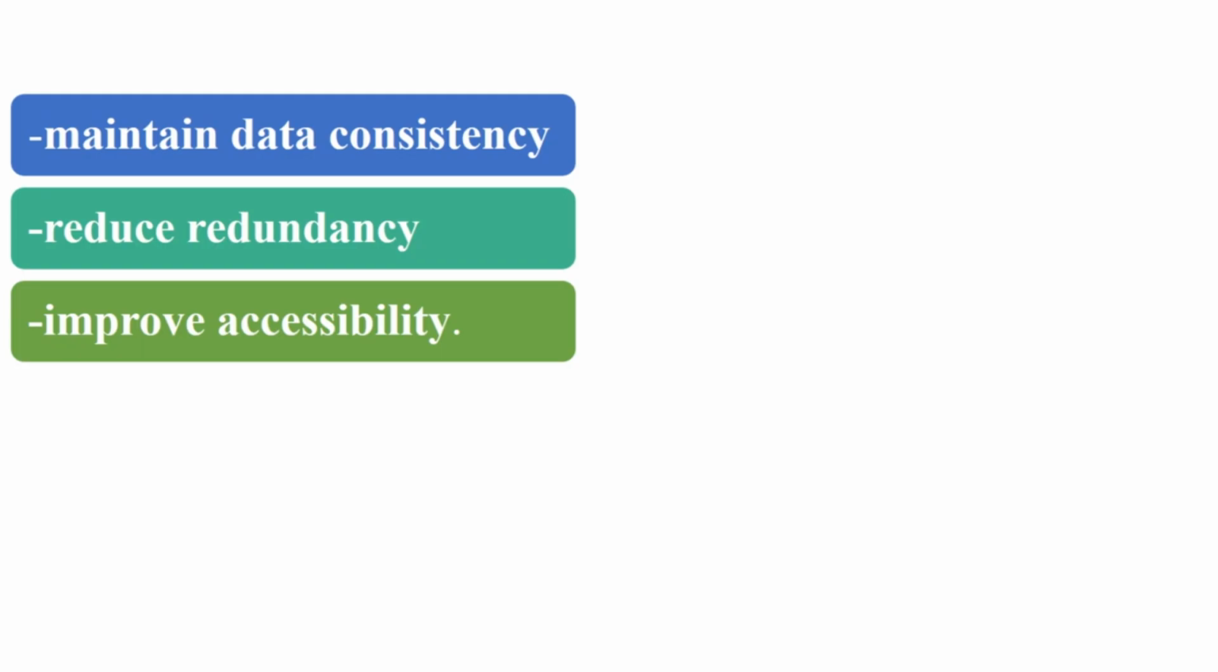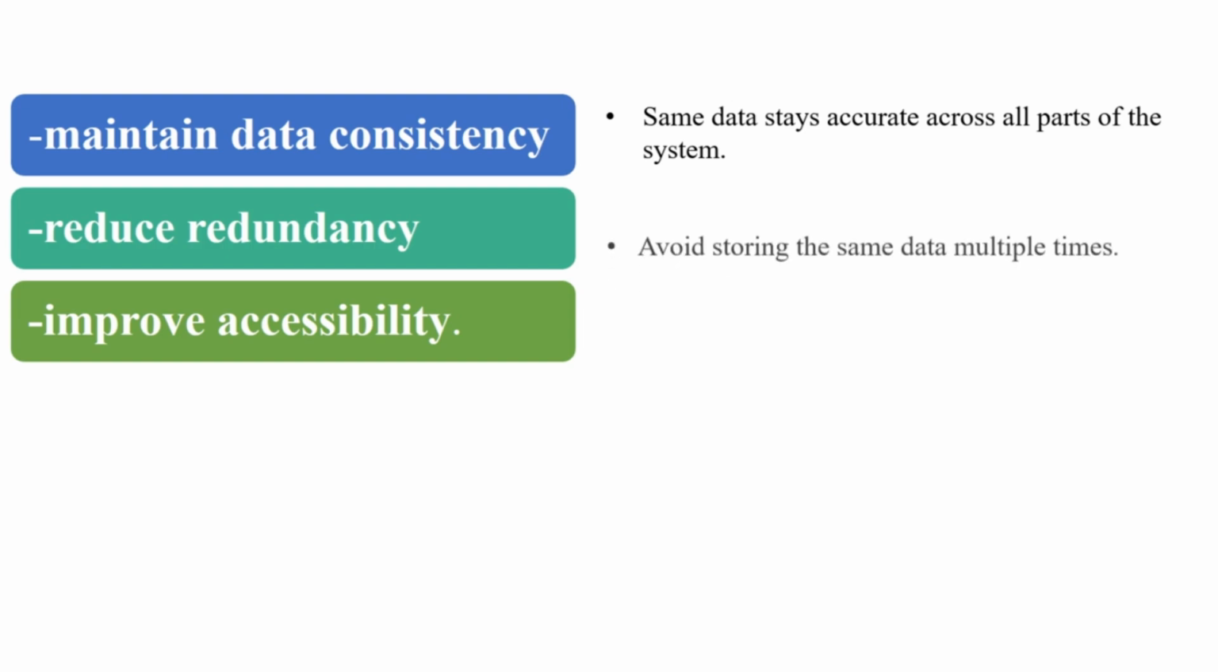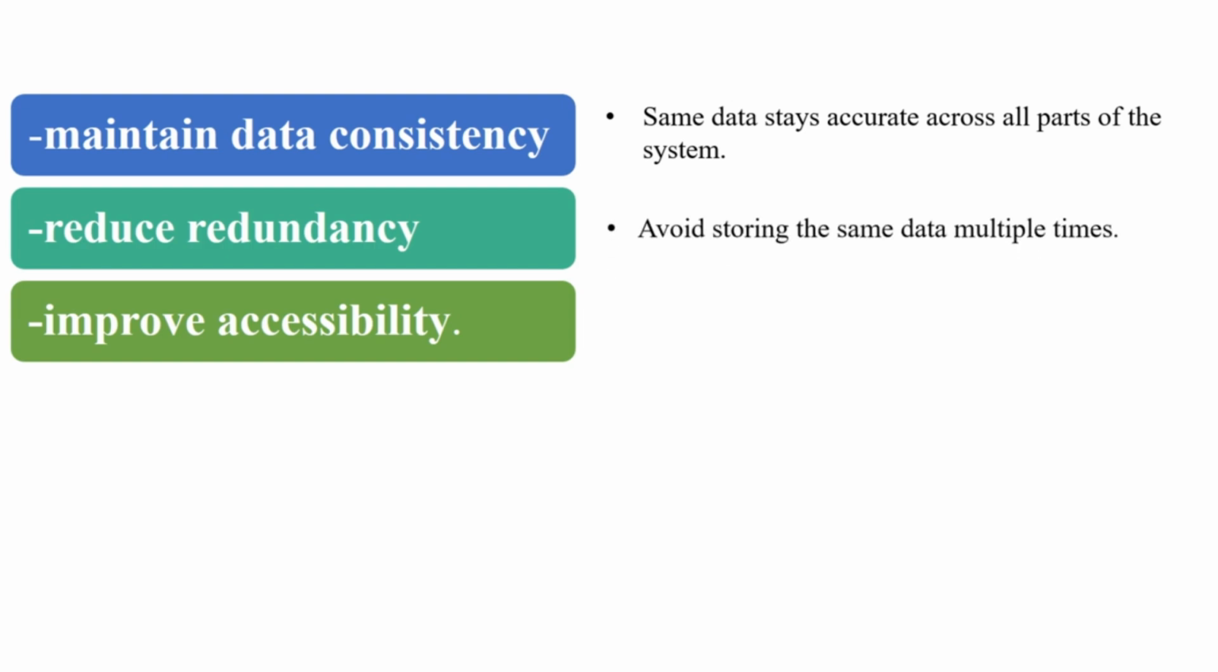Now, the question arises: why are databases so useful? Databases help us maintain data consistency. If you update data in one place, it updates everywhere so there's no confusion at all. Then second is reduced redundancy. It avoids storing the same data multiple times, which means that data is stored once, not copied twice or everywhere, saving space and avoiding errors.